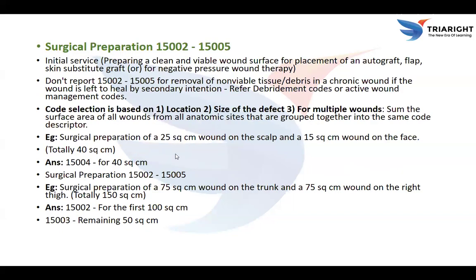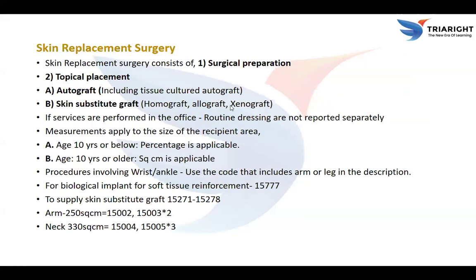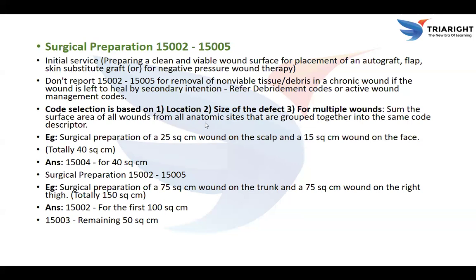So surgical preparation. The code ranges are from 15002 to 15005. So what is surgical preparation? The first component of the skin replacement surgery. Surgical preparation means making a wound clean and healthy so that it is ready for skin graft, flap and skin substitute. So negative pressure wound therapy, wound VAC. This includes removing dead tissue, cleaning infection, controlling bleeding, creating a viable wound bed. It is an initial service which is done before placing grafts or flaps.